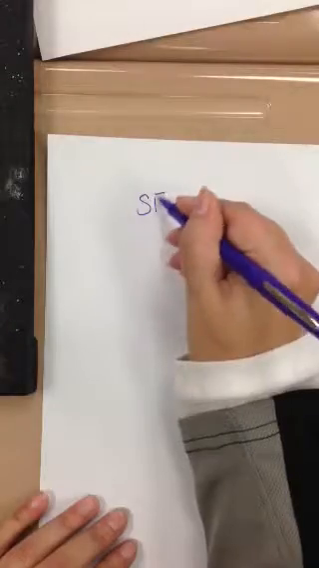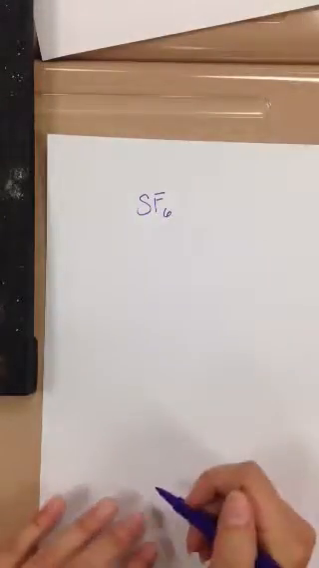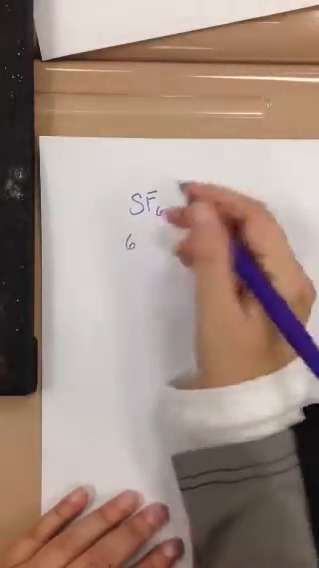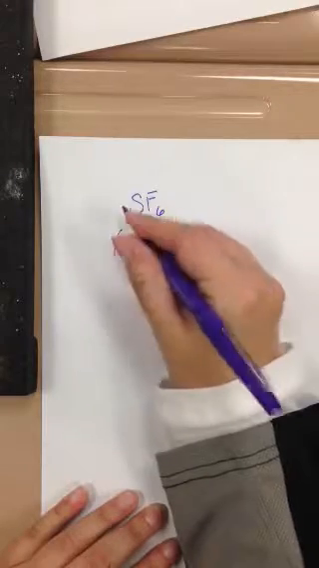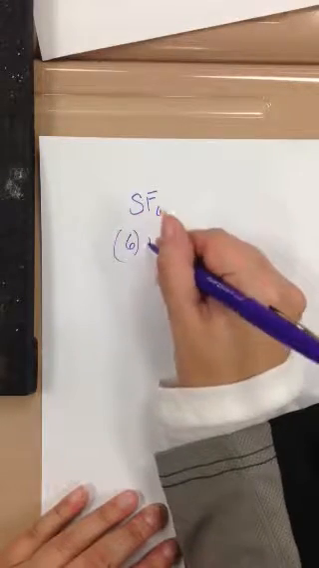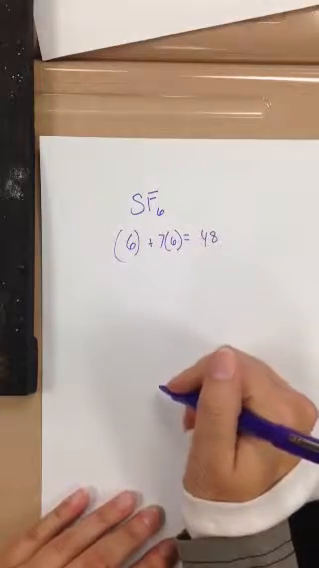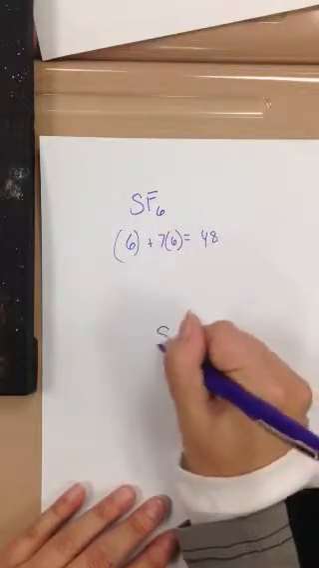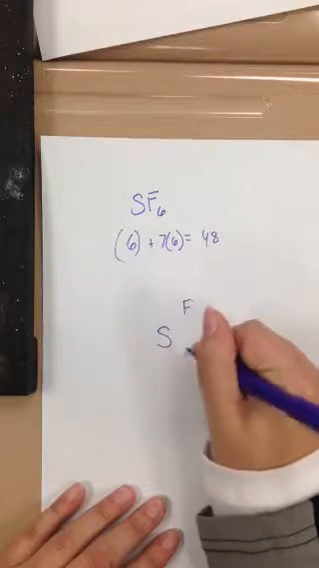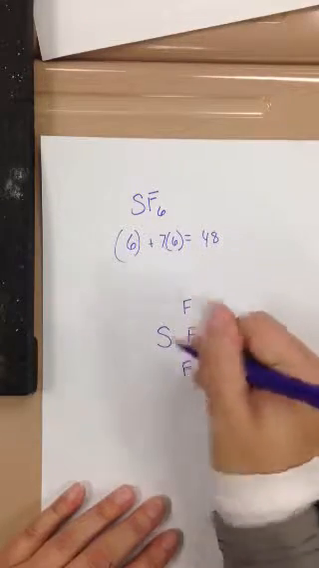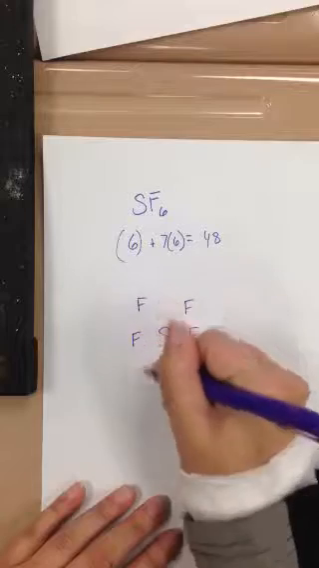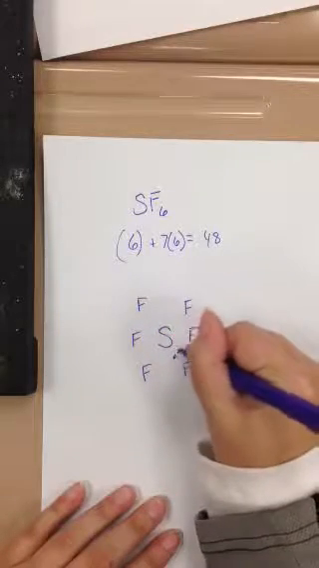SF6. This is a big one, so we'll do 6. That's how many valence electrons a sulfur has, plus 7 times 6. So that comes up to 48. Actually, I think this will work out real nice. S, and we're going to put 6 fluorines around it, so I'm going to try and do this. Oh man, that's an expanded octet.